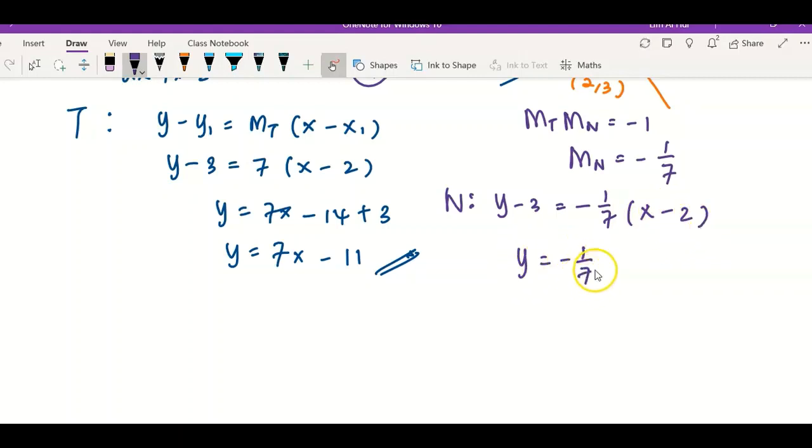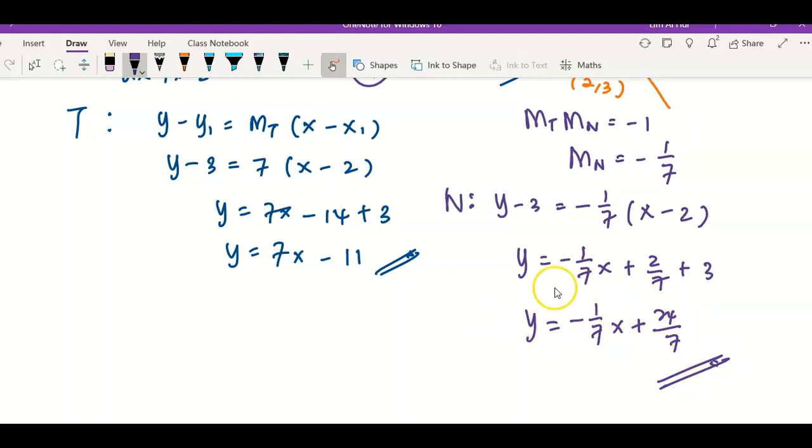Simplify it, you will get -1 over 7x plus 2 over 7 plus 3. Simplify further, you will get 24 over 7. Alright, so this is the equation of the normal, and this is the equation of the tangent. Sorry, I have made a mistake. This 2 over 7 plus 3 should be 23 over 7. Alright, that's all.